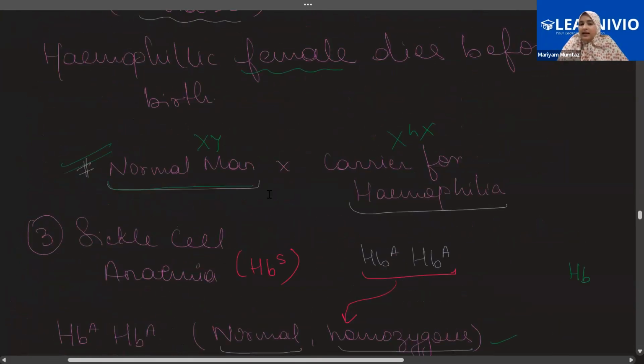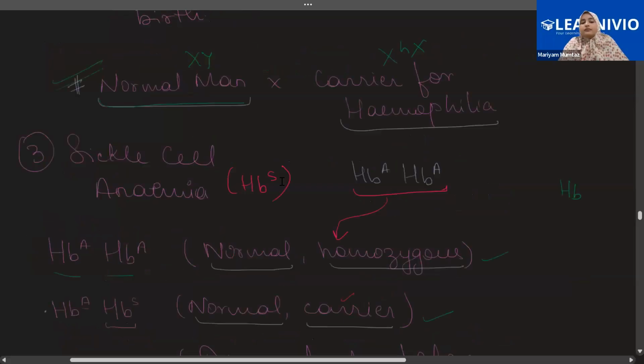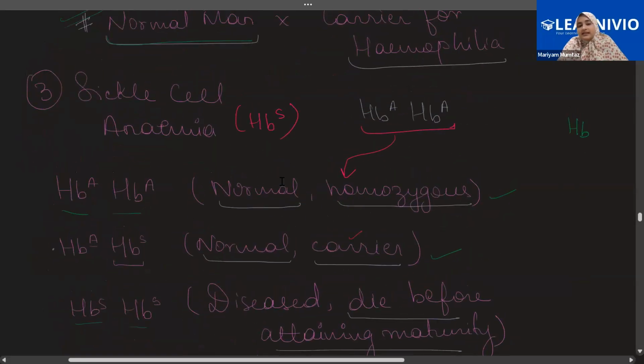So normal man, and then a carrier for hemophilia. If you cross this, you'll get all those genotypes. The only thing to remember over here is that whenever an X-linked disease has to express itself, it will express itself in the homozygous recessive condition and not in any other condition. Clear? Okay.